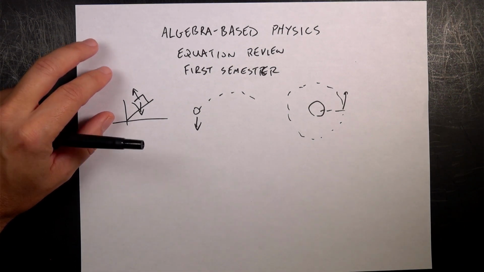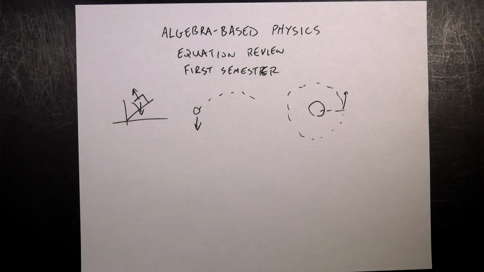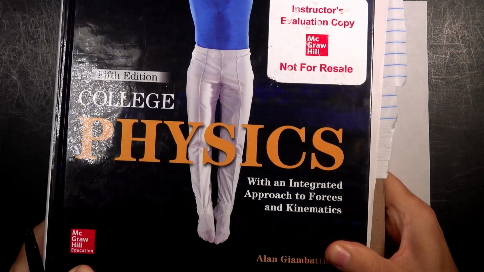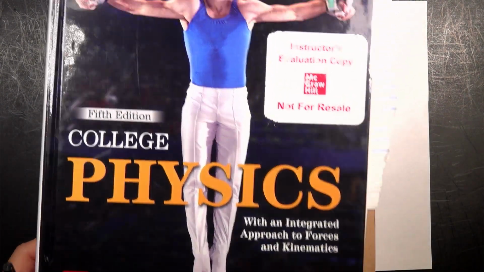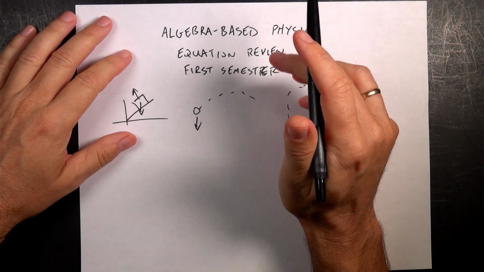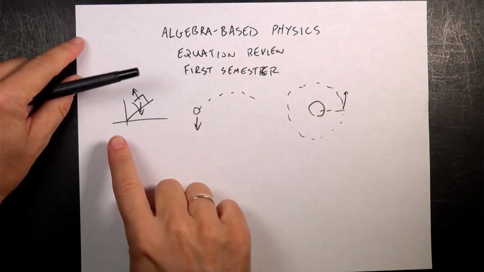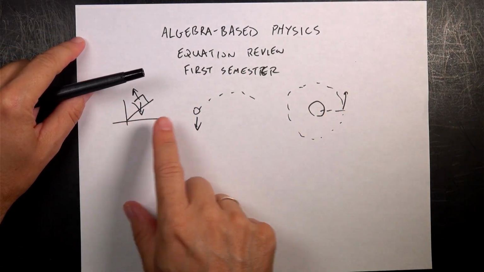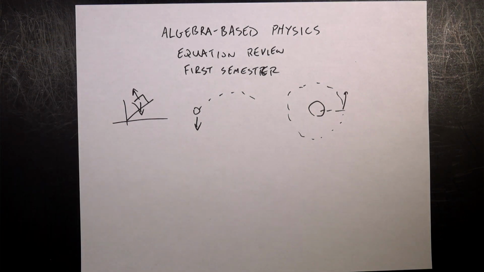So it's only algebra-based. Now, for me, this is the book: John Batista, 5th edition, College Physics. Really, there's not a lot of difference between the different books. They may write some things a little bit differently, but they're all pretty much the same. And then I drew a couple of pictures here: inclined plane, projectile motion, orbital motion. So let's just go ahead and start.